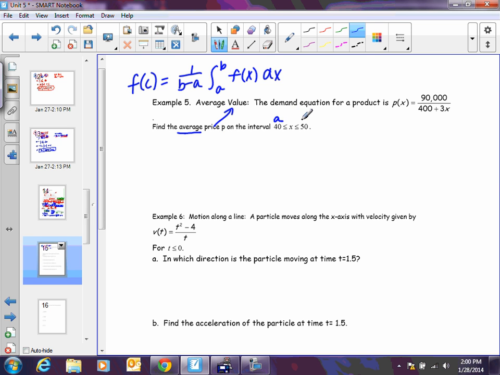And so we have an a and we have a b. And so the average price P is going to be 1 over 50 minus 40, and then we're going to integrate from 40 to 50 our expression here. Okay, so 90,000 over 400 plus 3x dx.